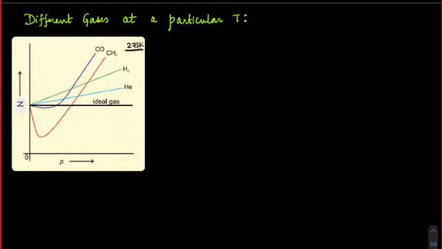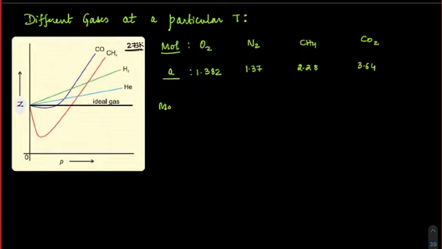So at a particular pressure and temperature, if I compare various molecules with respect to their A values, it has been seen that for oxygen it is around 1.382. Not that you have to remember the values, we are trying to make one conclusion out of it. For nitrogen it is 1.37. For methane it was found to be 2.28. For carbon dioxide it was found to be 3.64. Similarly, for NH3, the A value is found to be 4.225.